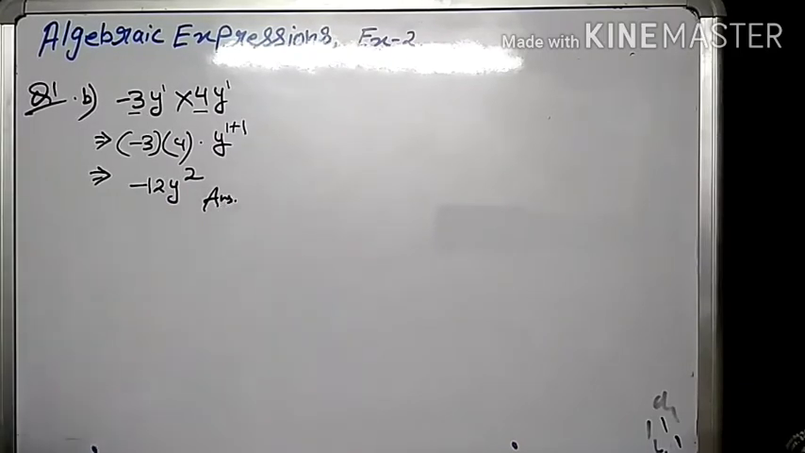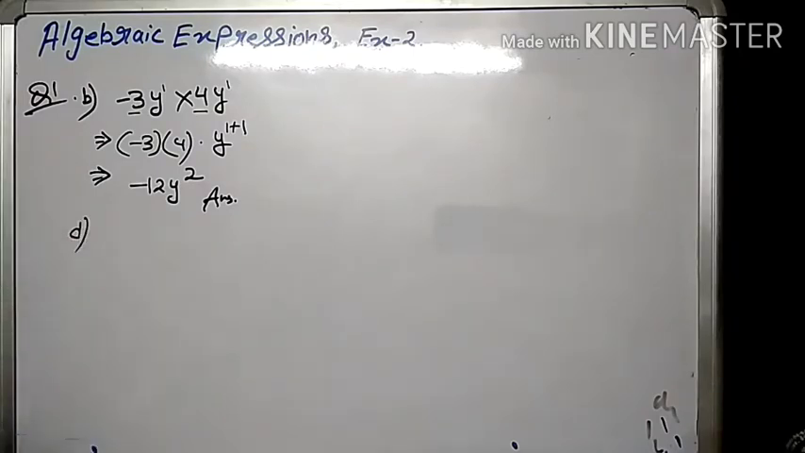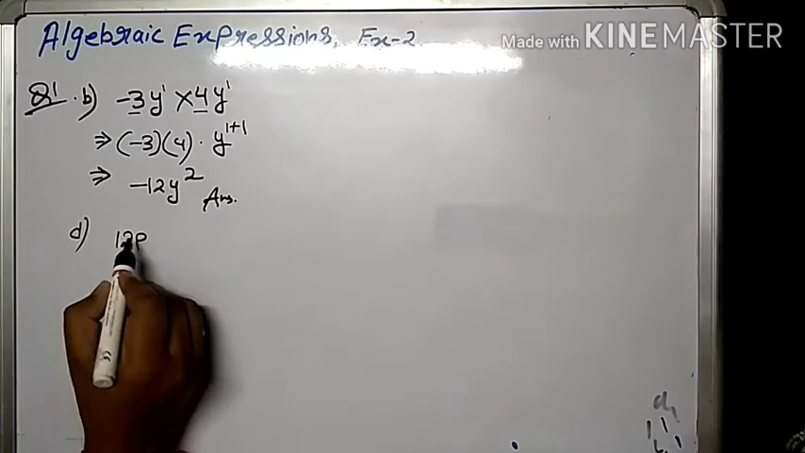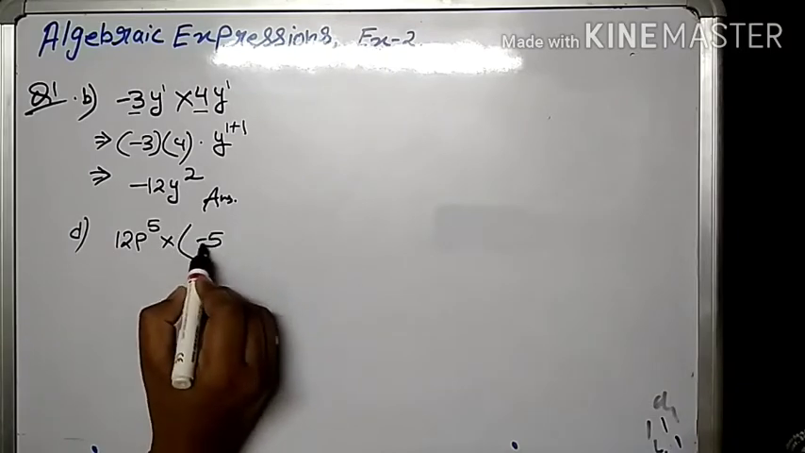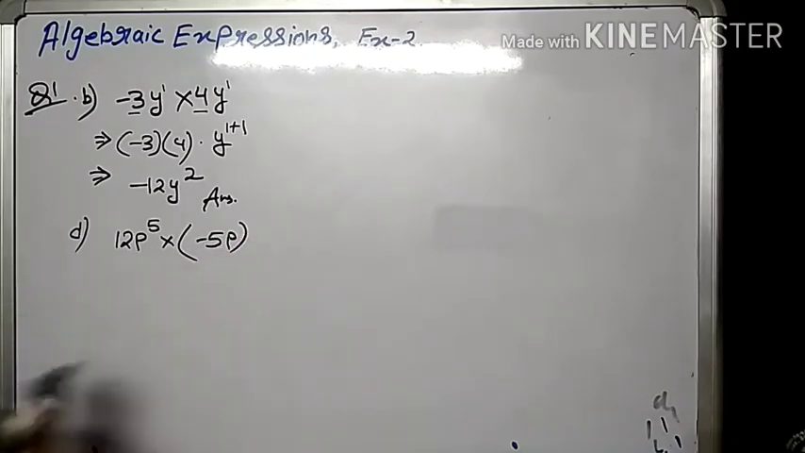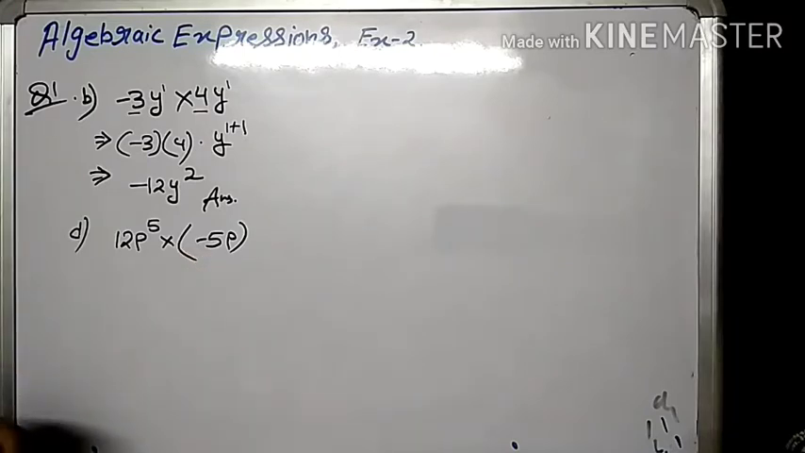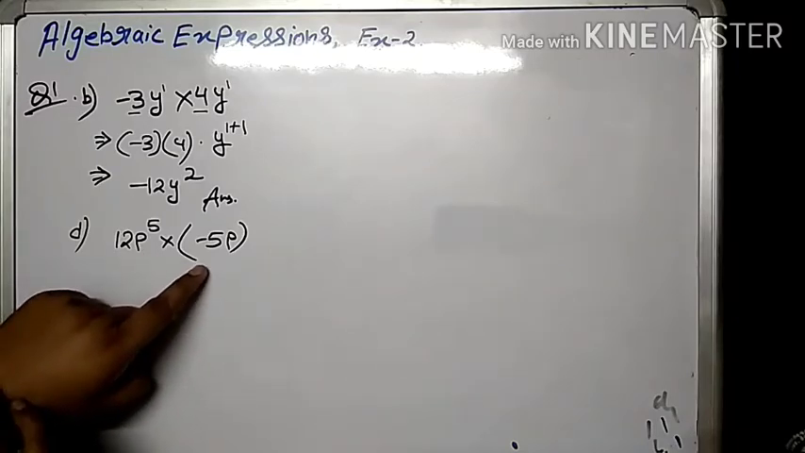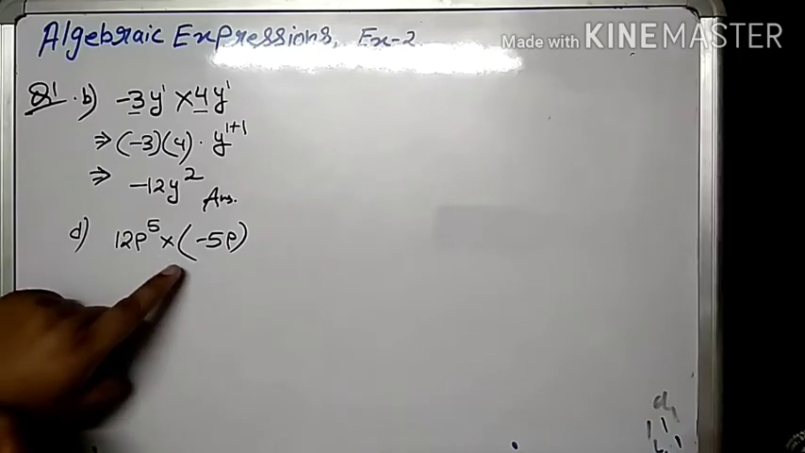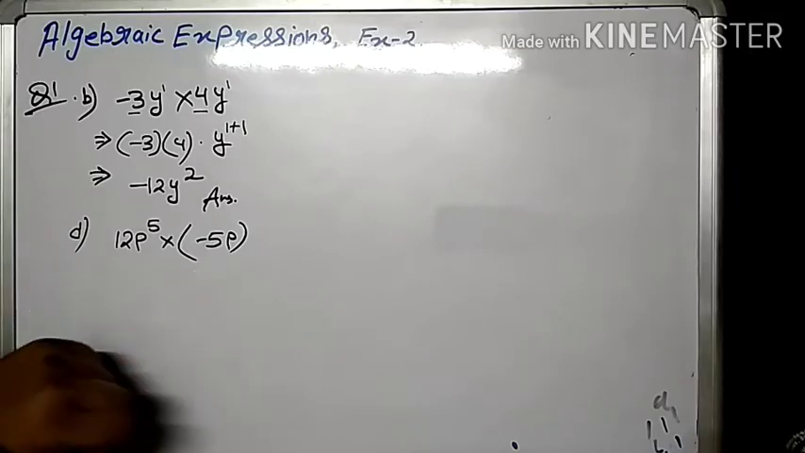This is your answer. Another example, taking another question, let us take 12p to the power 5 multiply bracket minus 5p. We always take the negative expressions in the bracket so that we should not make a mistake while multiplying, because two operators, that is multiplication and negative, will be merged together. Many times the students make some mistake, so we are taking negative algebraic expressions into a bracket.